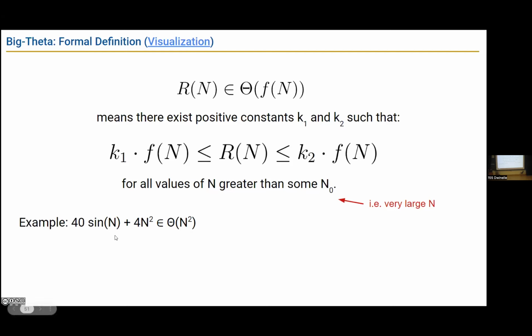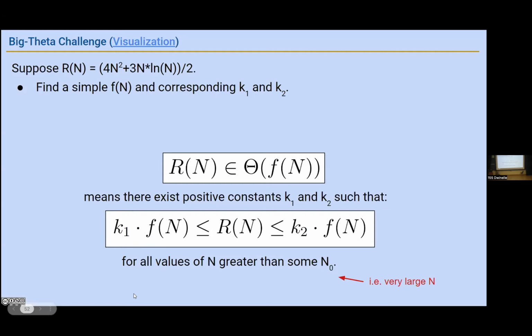As an example here, 40 sine n plus 4n squared is theta of n squared. Here we can say that r of n is this, f of n is n squared. K1 I can say is 3, because if I pick 3 as my K1, then 3n squared is always less than this thing. K2 can be 5, because 5n squared is always going to be greater than this thing. So if we had this function, we could do something similar.